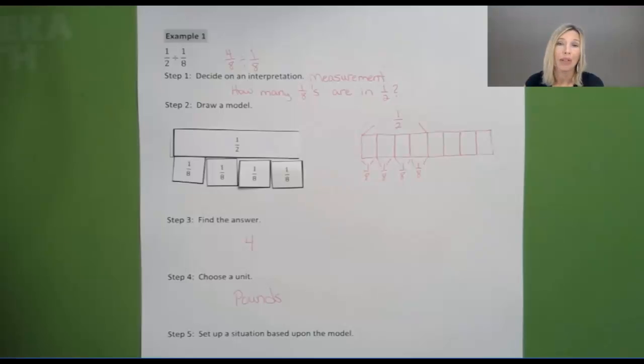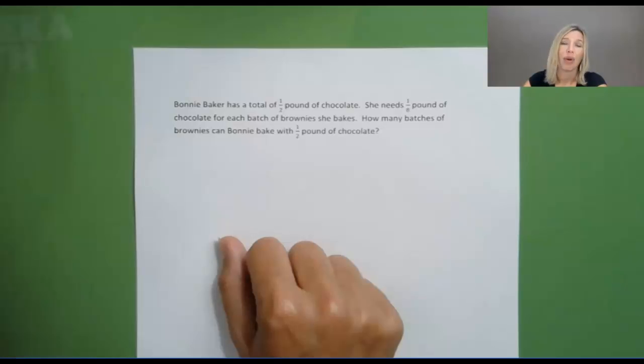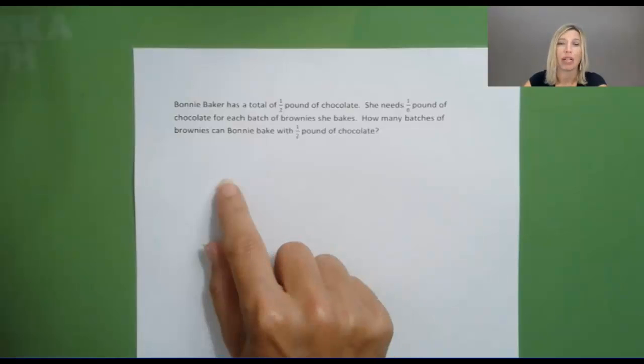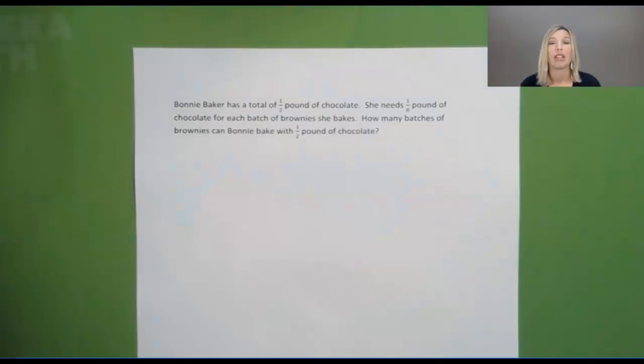I want you to think about what story problem you're going to write, and try to write one now and come back when you're ready to share it with me. This is the story problem that I wrote. Bonnie Baker has a total of 1/2 pound of chocolate. Sounds delicious. And she needs 1/8 pound of chocolate for each batch of brownies that she bakes. How many batches of brownies can Bonnie bake with 1/2 pound of chocolate? That's the story problem that I wrote.